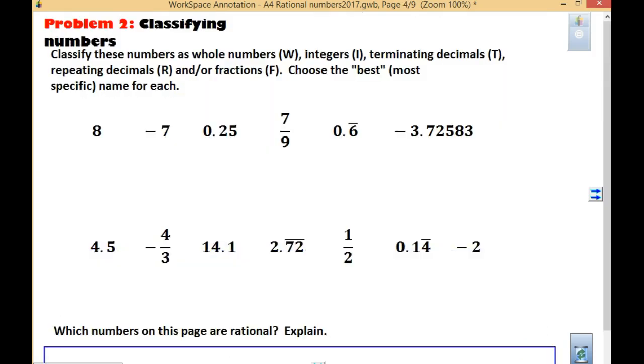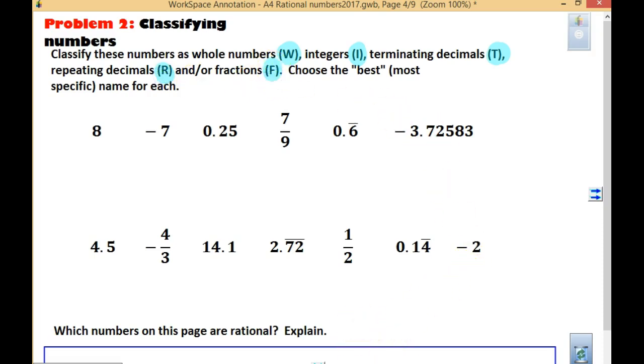So, you are going to be asked to classify. Here's how I want you to classify. Whole number, 0, 1, 2, 3. You're going to put a W below the ones that are whole numbers. More specific would be an integer, right? Integer is more specific, right? So every whole number is an integer, but every integer is not a whole number. Then you're going to tell me your terminating decimals. You're going to put a T. That means it ends, right? So if any of these decimals that end, you're going to put a T below it. R is for my repeaters, and F is for fraction.